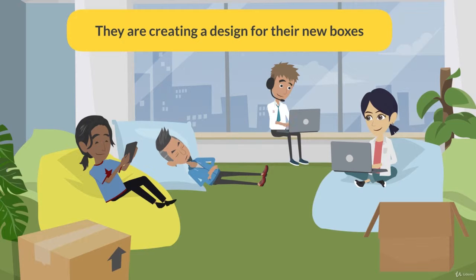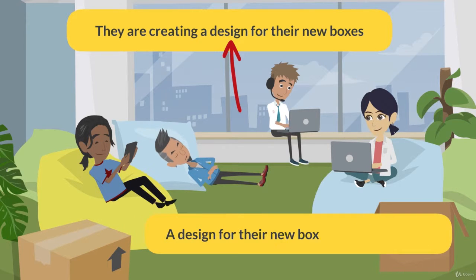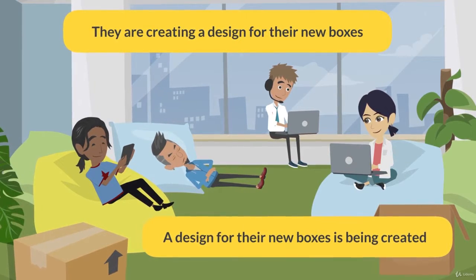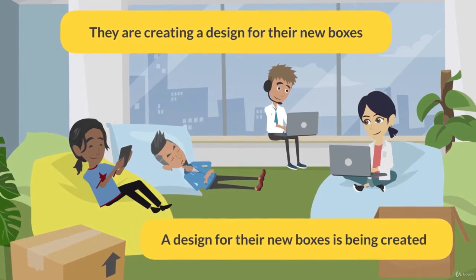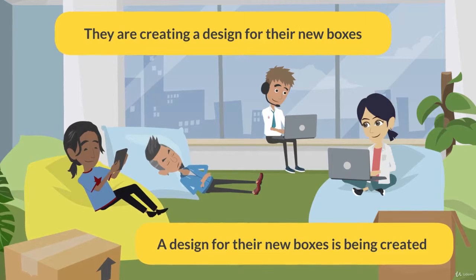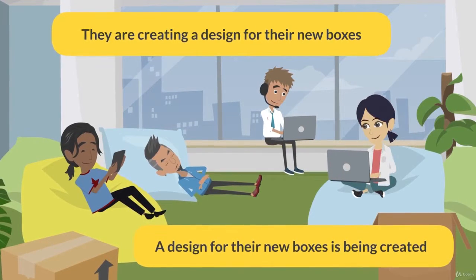First comes the passive subject, which is not doing an action, but receiving an action. In this example, it's a design. Then we put be in the correct present form. In this example, it's is, plus being to show that it's a progressive sentence, plus past participle. And we get: a design for their new boxes is being created. This is what the passive present progressive looks like.